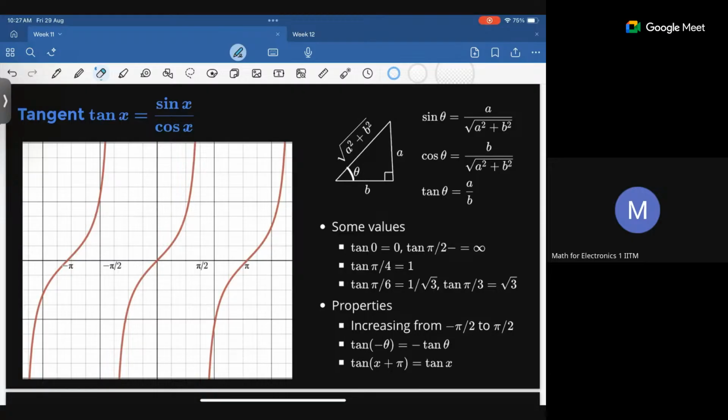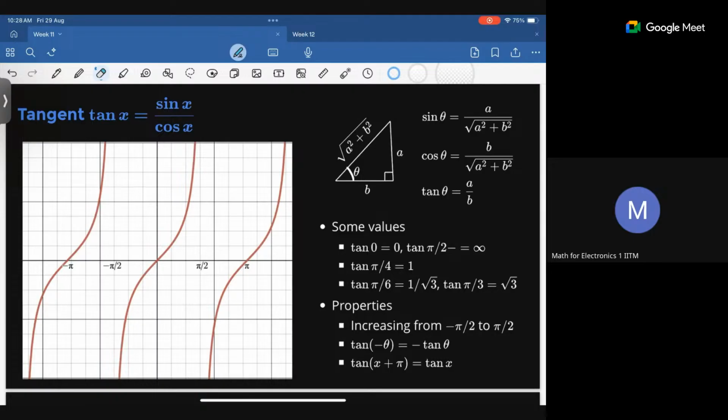Tan is an odd function, just like how sine behaves, because it is a ratio of odd and even, which eventually becomes an odd function, right? So tan of minus theta becomes minus tan theta. And from the graph, you can see that if you shift your graph by pi units, we will get the same graph.